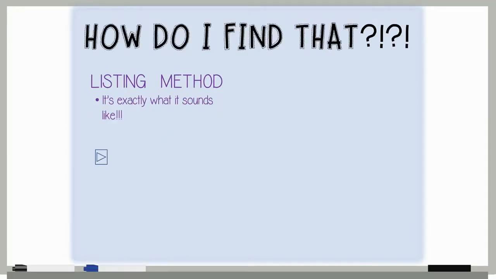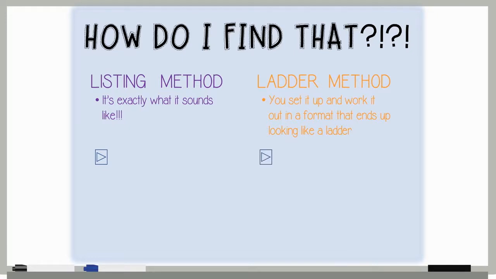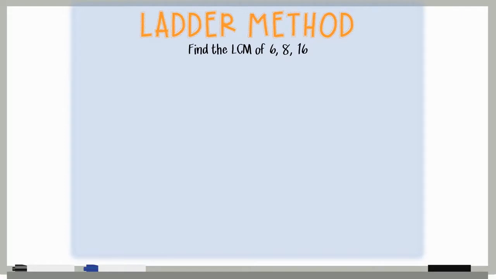Now that we've used the listing method, we're going to take a look at our second method, which is the ladder method. So to use the ladder method, we're going to use division, and when we set up our work, it actually ends up being in the format that looks like a ladder, so that's why we call it the ladder method. Really technical names here.